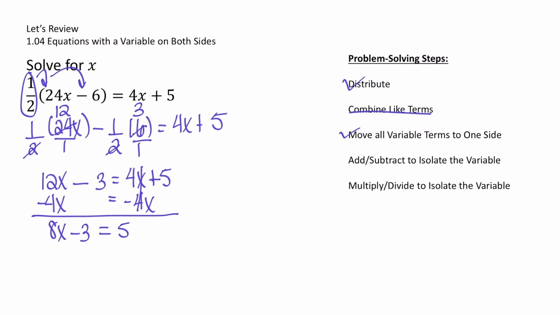Now I need to add or subtract to isolate the variable, so instead of minus 3, I'm going to add 3 to both sides. So on the left side, that gives me 8x, minus 3 and plus 3 cancel, and that equals 5 plus 3, which is 8. Now I'm going to divide both sides by 8, which gives me x equals 1.